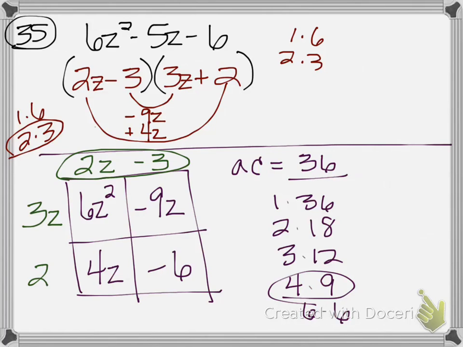So what I have here in green end up being my answers. 2z minus 3 and 3z plus 2. Matches what I got when I did it the other way. Now, if you want a more systematic way of doing it, box method. If you're okay with guess and check, then that's what I did on the top there.